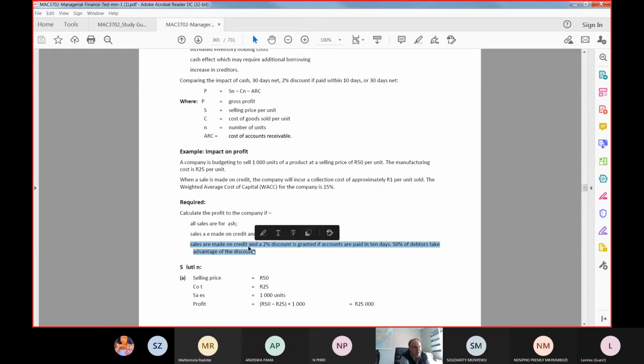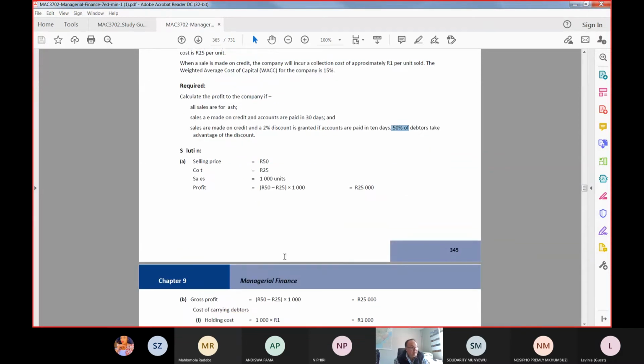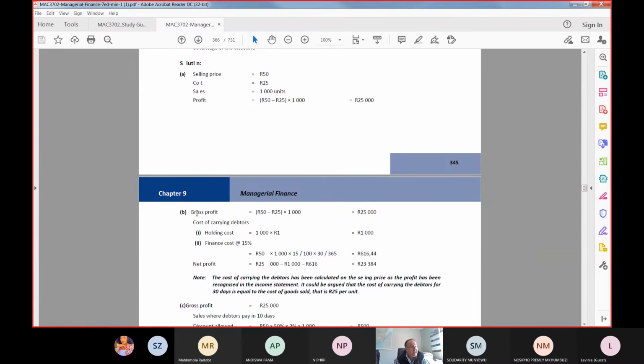Now that is what you would be up to in exams. When sales are made on credit and there's a discount, they give you the one on cash sales, the one on credit, and the one where they say 2% discount and 50% of the debtors will take the discount and pay on time. So look at exercise A.